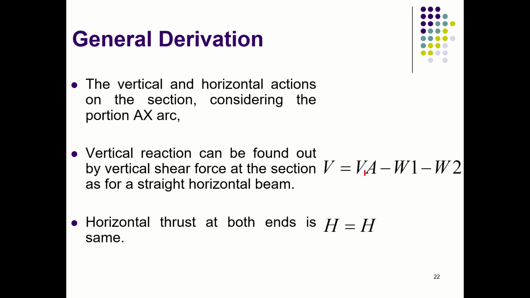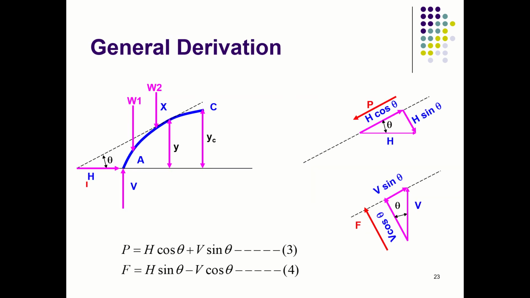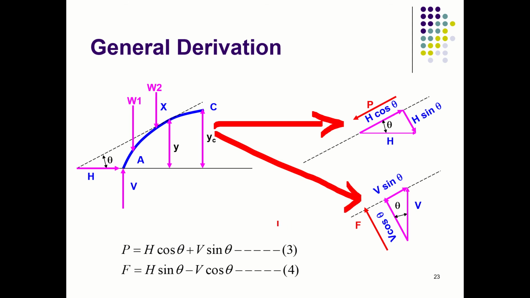So V at X is equal to VA minus W1 minus W2. And the horizontal thrust at both ends is the same, as we already know, that H should be equal to the H at X. Now consider this and split this into two portions. Number one is this and the second one is this, right? Considering these two, consider this one first.